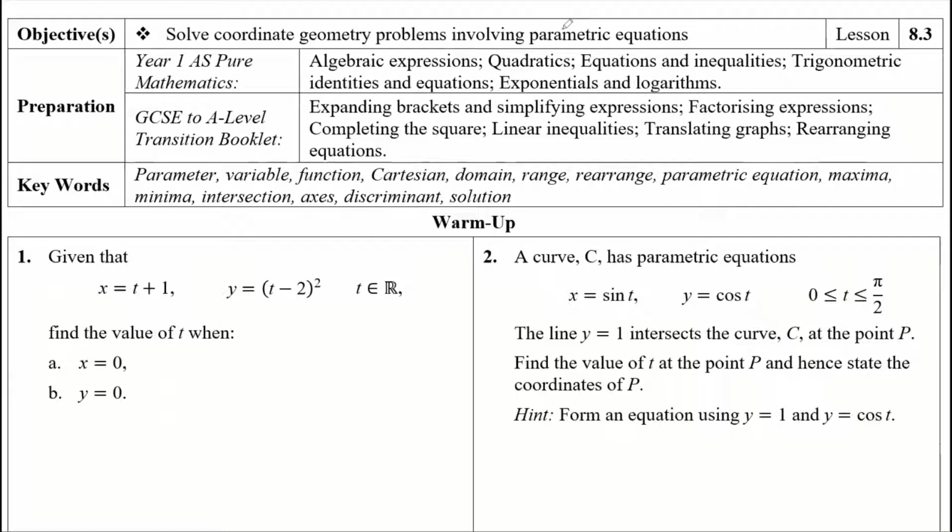I'd like you to pause the video and try the 4 warm-up questions, please. Okay, and now let's have a look at the solutions.